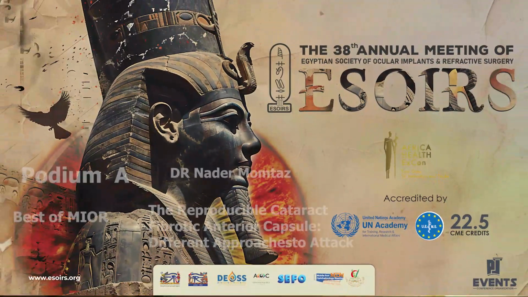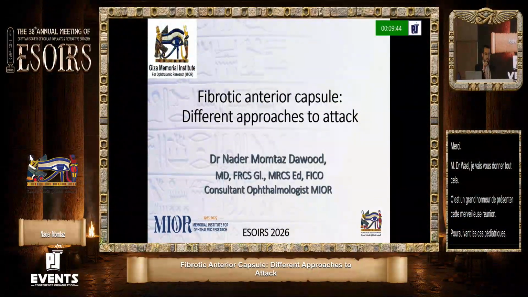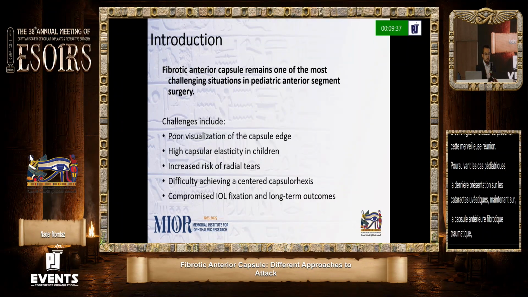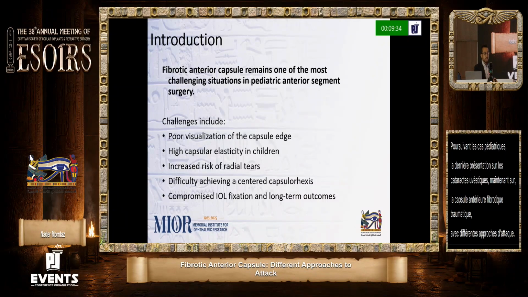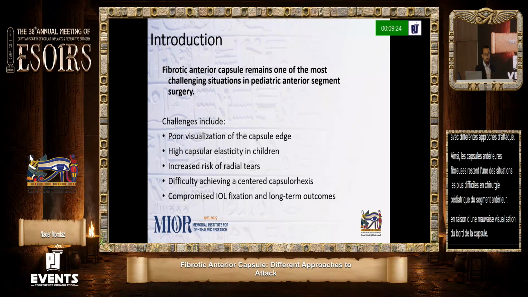This is a great honor to present in this wonderful meeting. Continuing the pediatric cases, the last presentation about uveitic cataracts, now about the traumatic fibrotic anterior capsule with different approaches to attack. So fibrotic anterior capsule remains one of the most challenging situations in pediatric anterior segment surgery due to poor visualization of the capsule edge, the high capsular elasticity in children, increased risk of radial tears, and difficulty in centering the capsular rhexis.